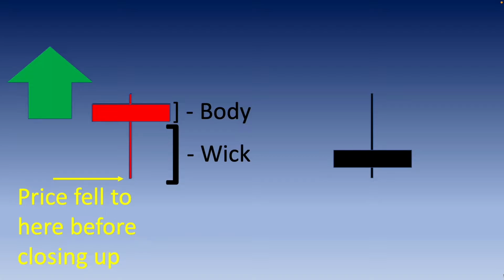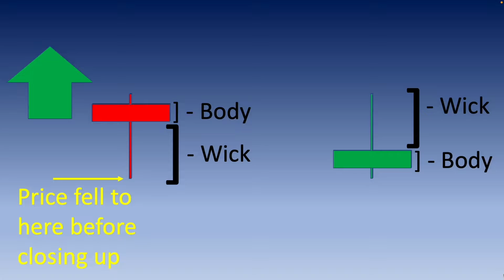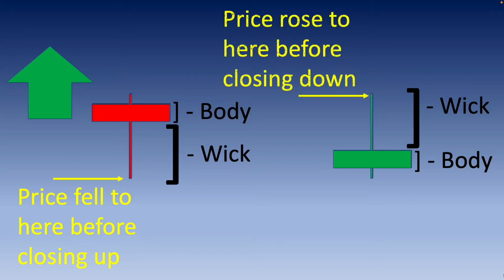If we flip this candle upside down, the same principle applies. Short body, long wick, every other trader is rejecting the price at this level and came back down, meaning the price has a strong ceiling at this specific level.